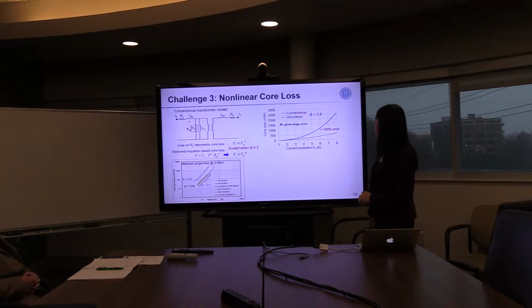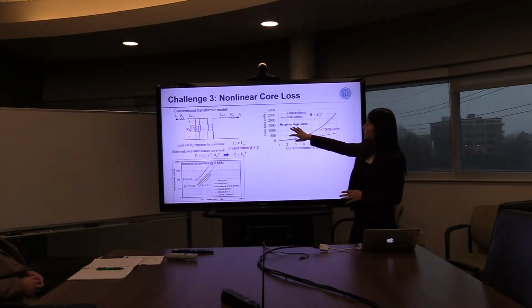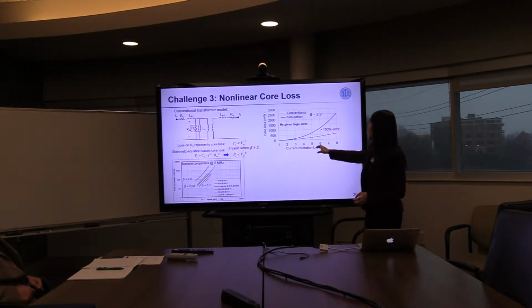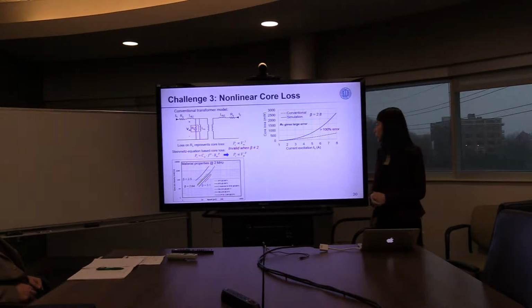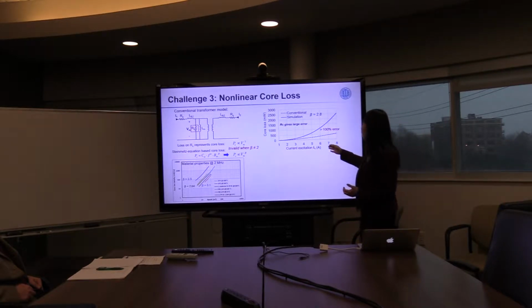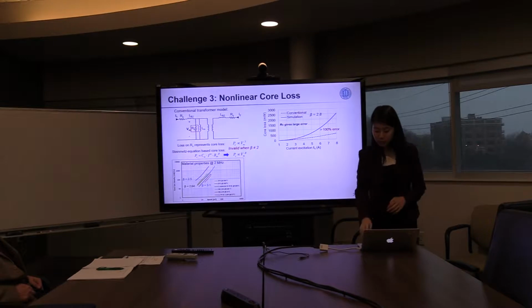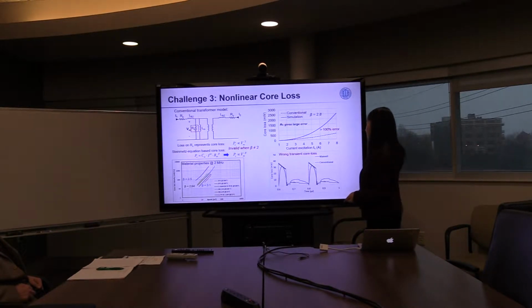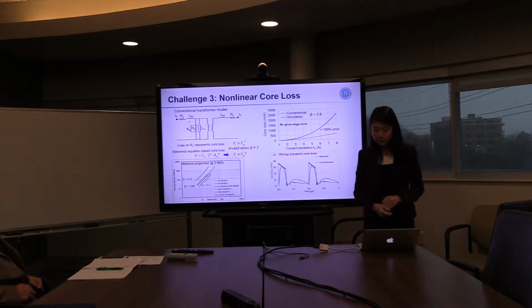So the problem is that if we use a fixed Rc value for different current excitations, the traditional model gives us a very large error in predicting core loss, because core loss is nonlinear, and we have to readjust the value of Rc under different current excitations. Also, if we look at the time domain waveform on that resistor, it gives the wrong shape.